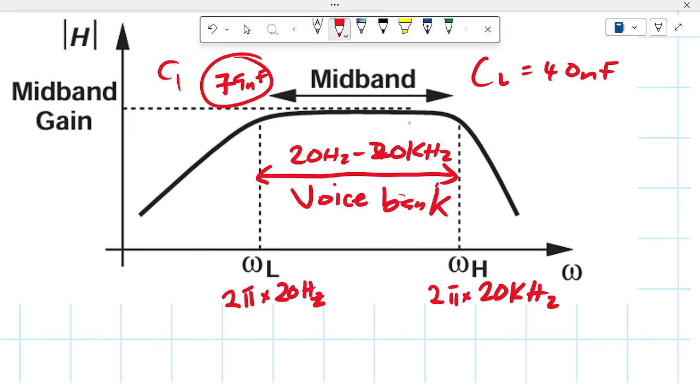So our voice frequency is within this range.